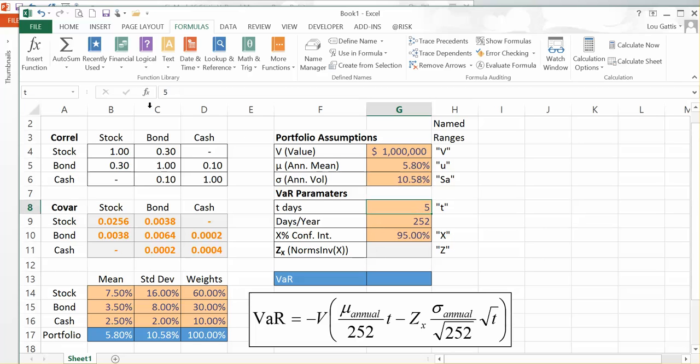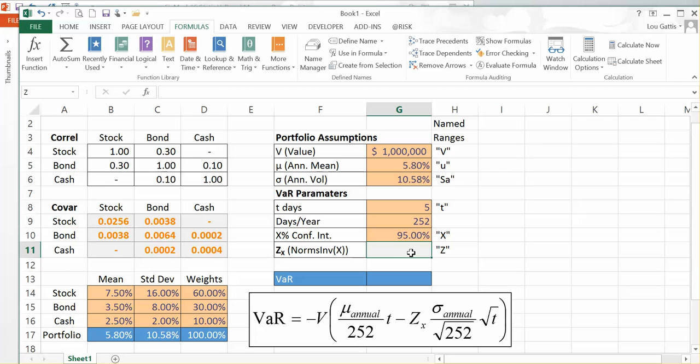This will be T, X, and Z. So I'm going to look for a 5-day 95% confidence interval VaR. Here's my VaR formula, given annualized volatility and mean. And the first thing I want to do is calculate my Z variable.